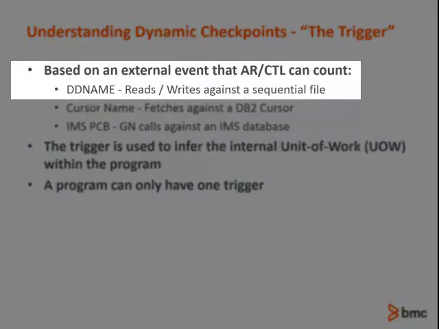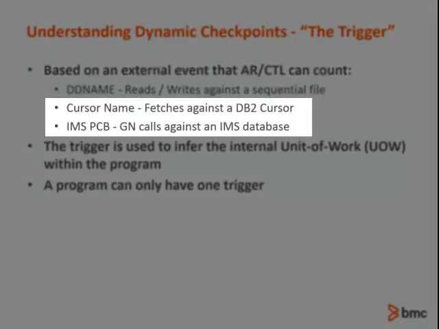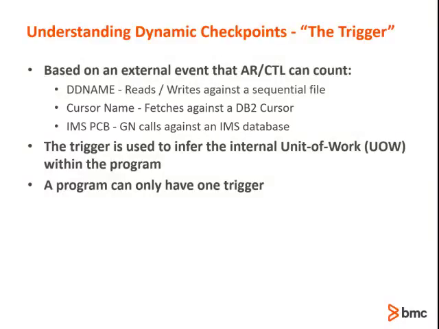The trigger is something that ARC can count, such as reads against an external file. There are three general types of triggers available. The most common type of trigger is a sequential file, sometimes called a QSAM file. This would be for programs that process a transaction file to post updates into a database. Programs that sweep through a database can be triggered by fetches against a Db2 cursor or sequential GN calls against an IMS database PCB.